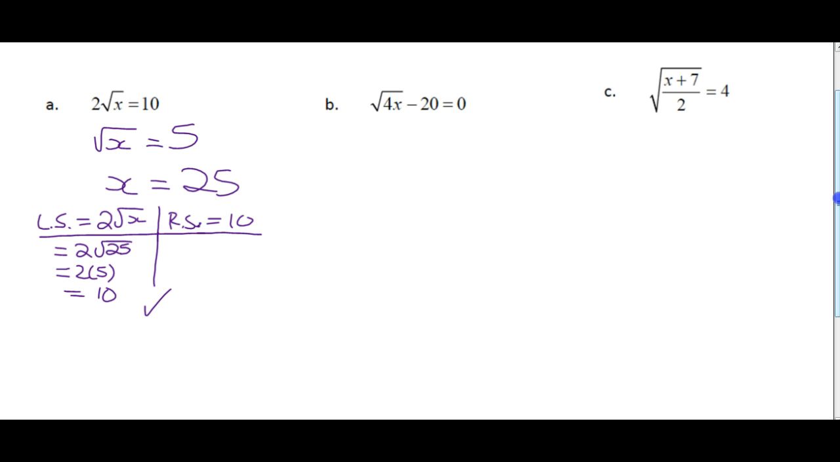Next, root of 4x minus 20 is equal to 0. What's the first step? Add 20 to each side, to isolate the radical. Now what? We can't divide by 4 because that's not really a 4. Get rid of the square root. How do we get rid of the square root? Squaring both sides. What do we get when we square this?